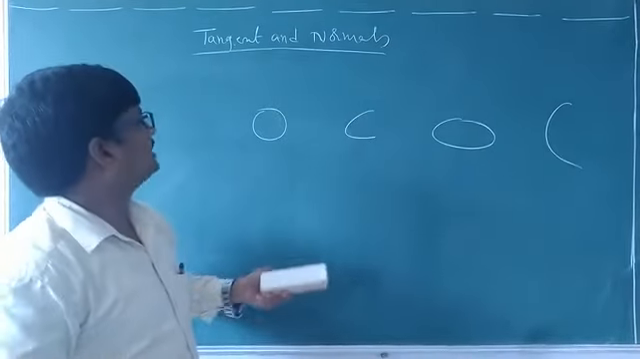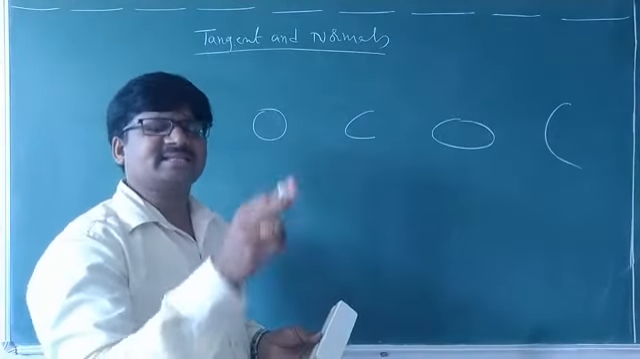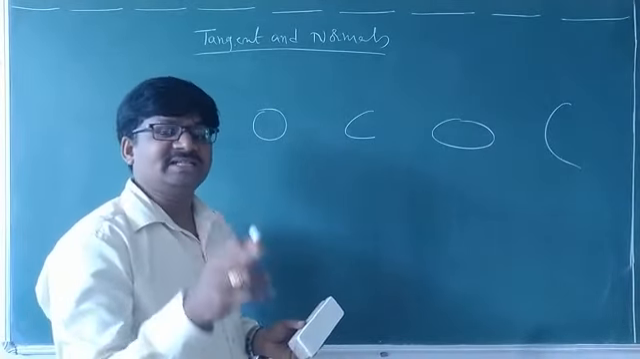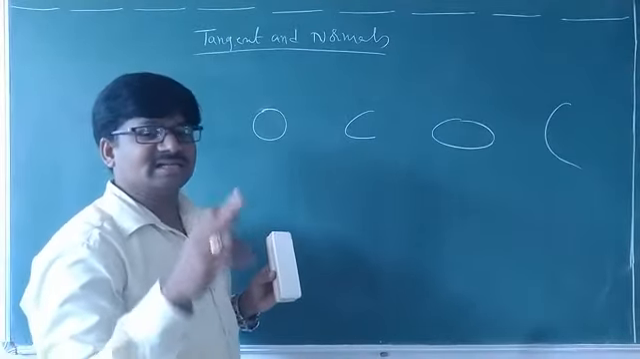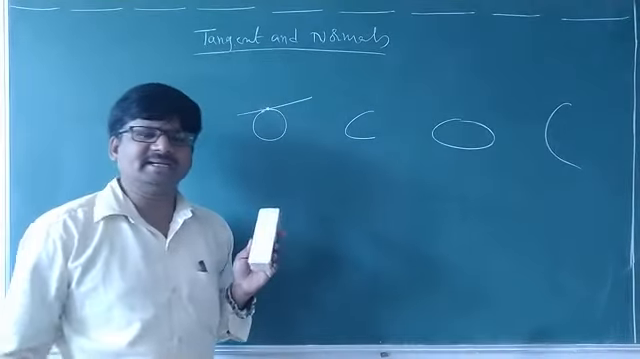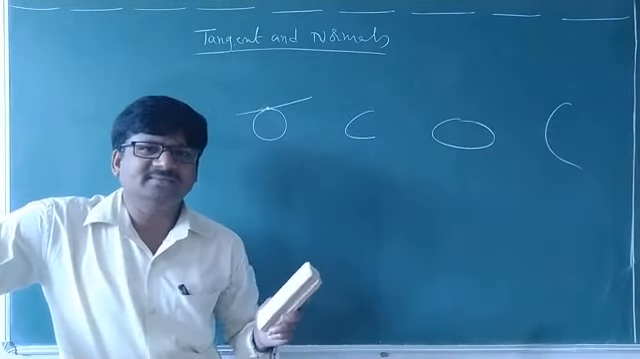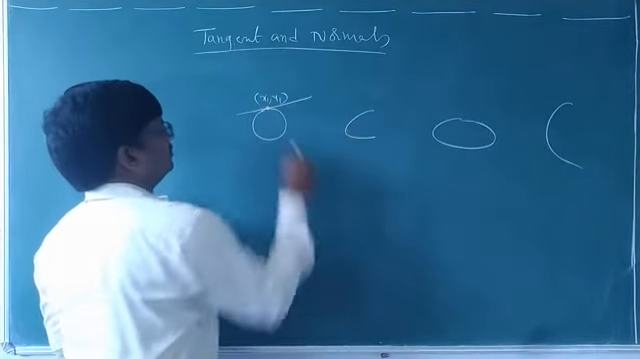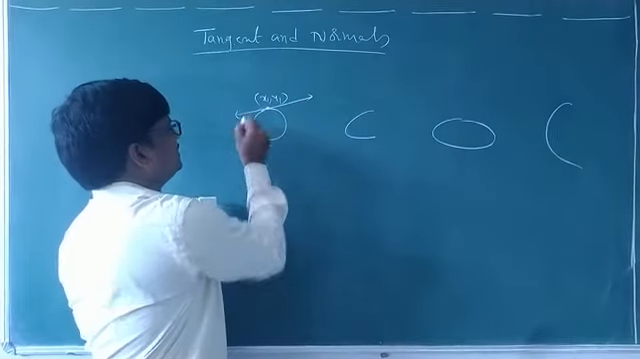Just see. What is tangent here? A line, a straight line which touches the curve at a point. Curve means a circle here. A straight line which touches the circle at a point is called the tangent at this point. What is the point here? x1, y1. At this point x1, y1, it is the tangent line.